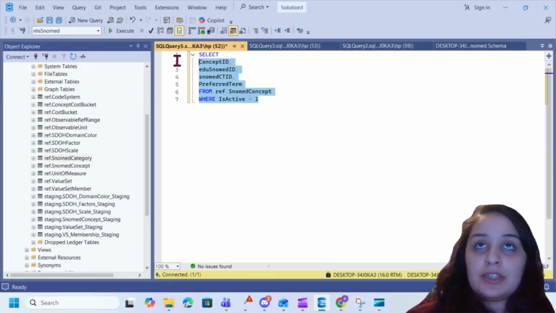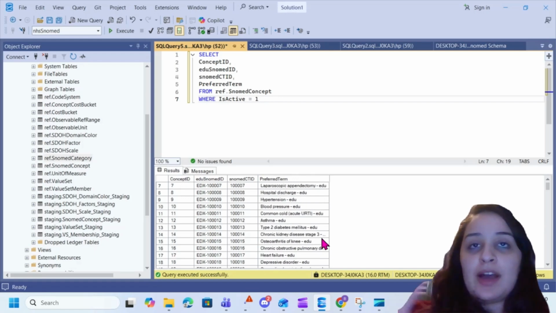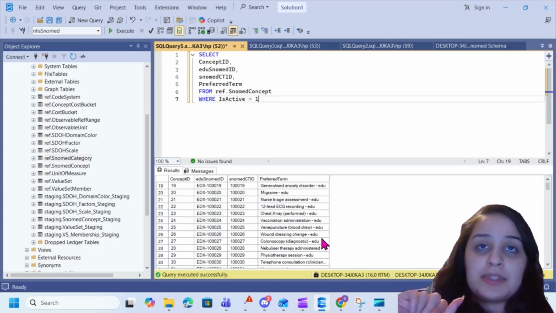And here let's do a demonstration for the Snomed concept table, where we're asking for concept ID, EduSnomed, and preferred term where it's active. And as you can see, we have a synthetic EduSnomed code for each concept, each clinical term.